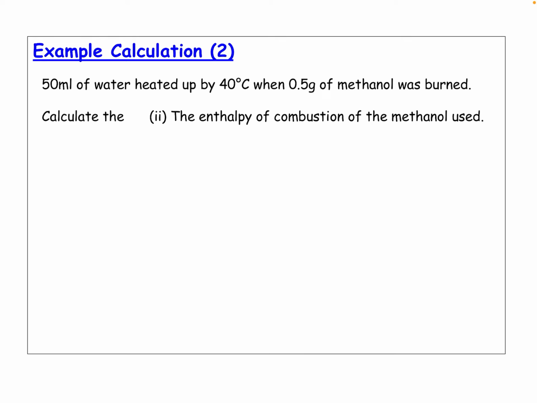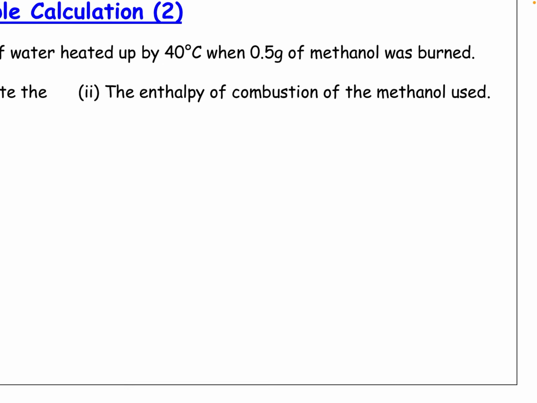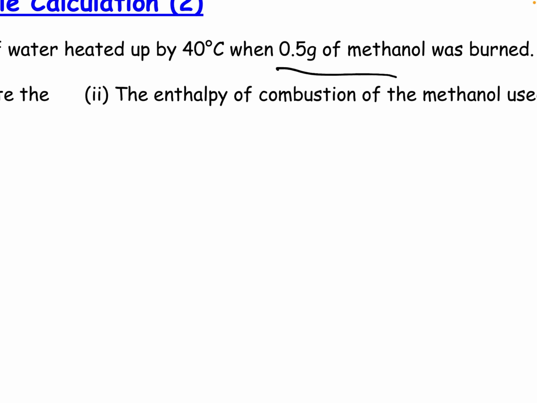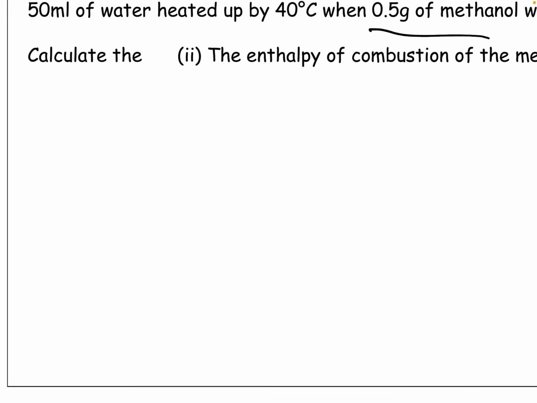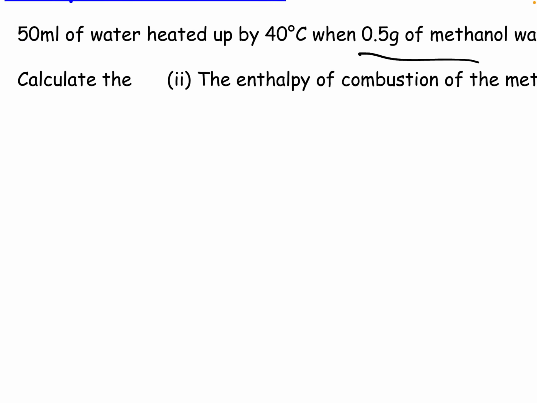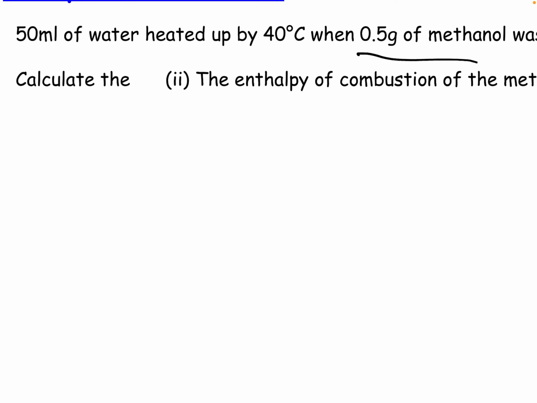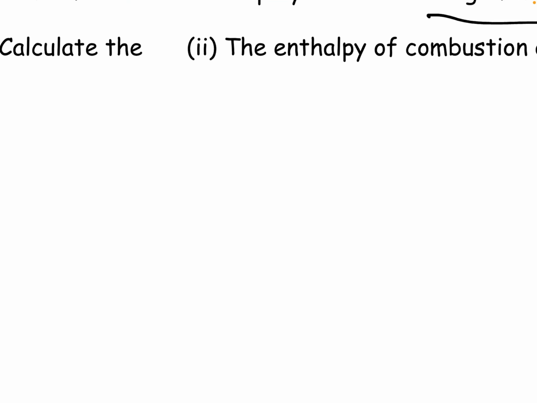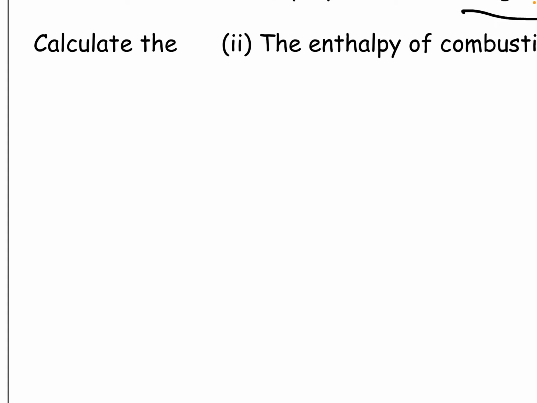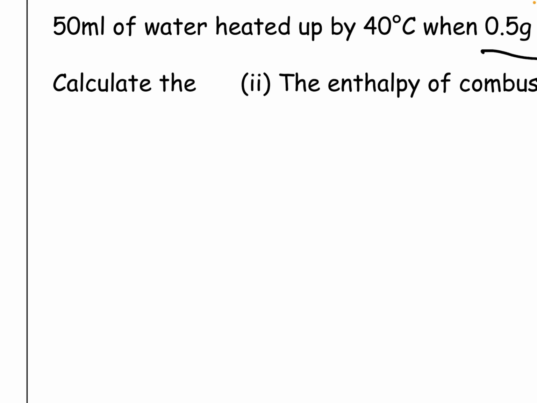We are going to now calculate the enthalpy using the same way as we've done before. So first of all, we used 0.5 grams of methanol. So please, please, please do not get confused between this and the mass of water. Keep them separate. You use the mass of water to work out the energy change, and then you use the mass of methanol to help you work out the enthalpy. So that's when you're finding it out for 1 mole. So it was 0.5 grams of methanol.